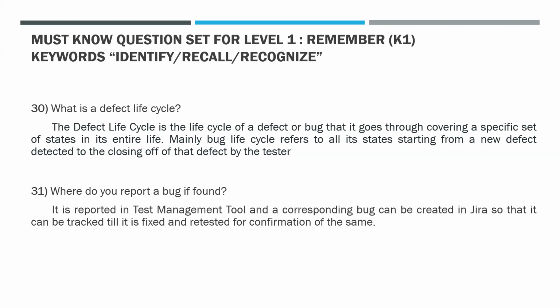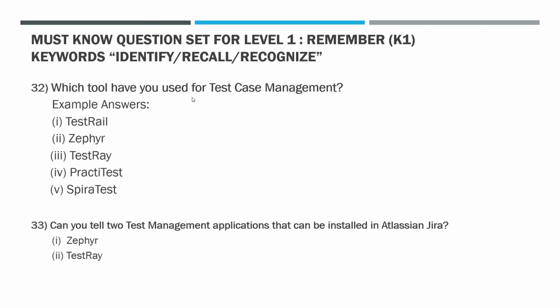It is reported in a test management tool, and a corresponding bug can be created in Jira so that it can be tracked till it is fixed and retested for confirmation of the same. Which tools have you used for test case management? So example answers could be TestRail, Zephyr, TestRay, PractiTest, or Spira Test. Can you tell two test management applications that can be installed in Atlassian Jira? So Zephyr and TestRay are the answers.